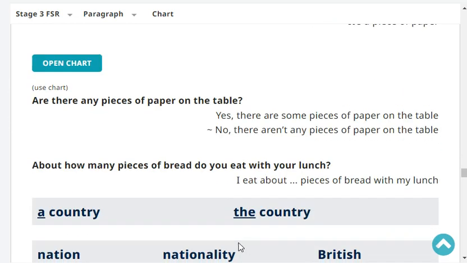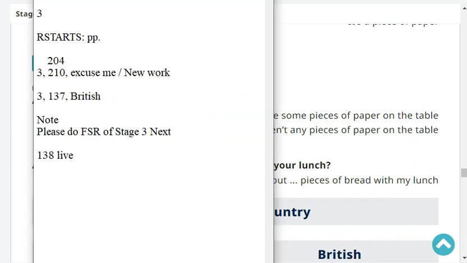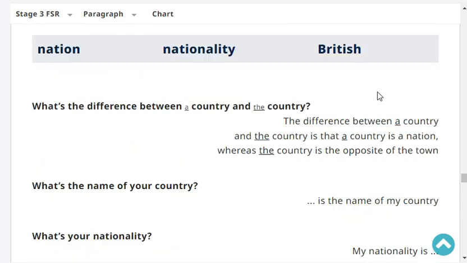About how many pieces of bread do you eat with your lunch? I eat about 3 pieces of bread with my lunch. Very good.